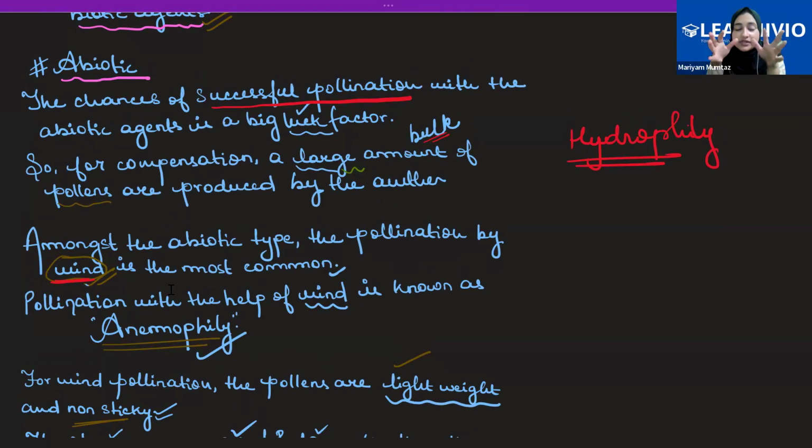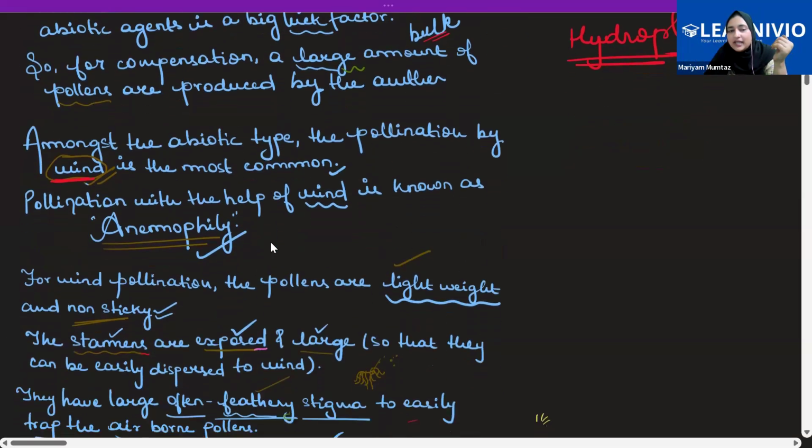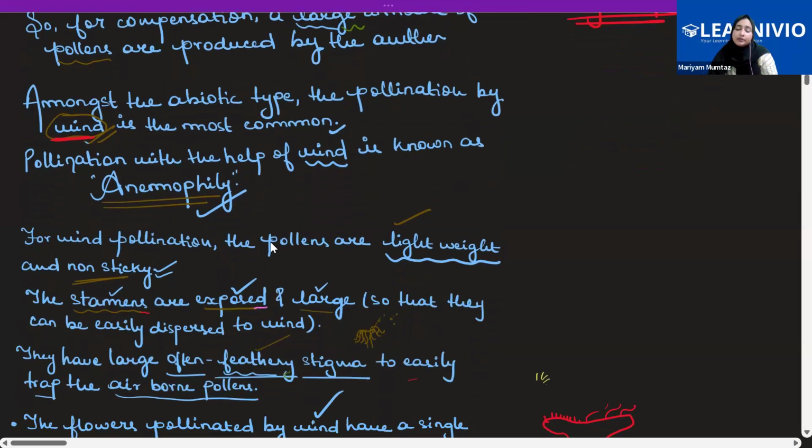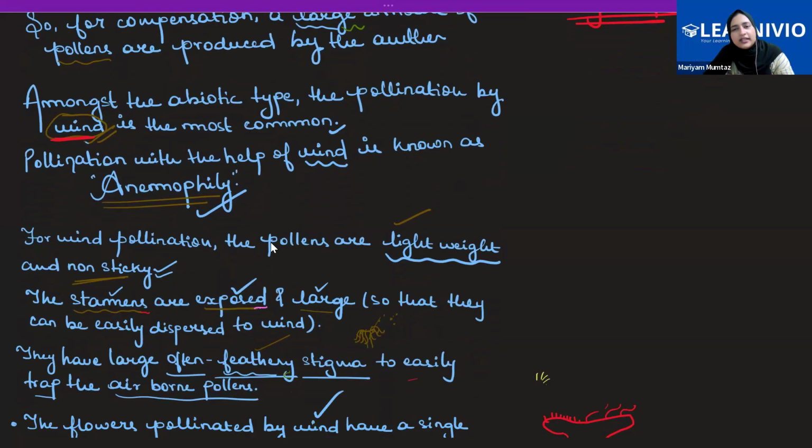So for the compensation of this particular chance factor, those plants that get pollinated by the wind or the water produce a large number of pollens just to compensate for the waste of pollens that might take place. And amongst the abiotic types of pollination, pollination by the wind is very common. Water pollination is rare, and the pollination with the help of wind is called anemophily.